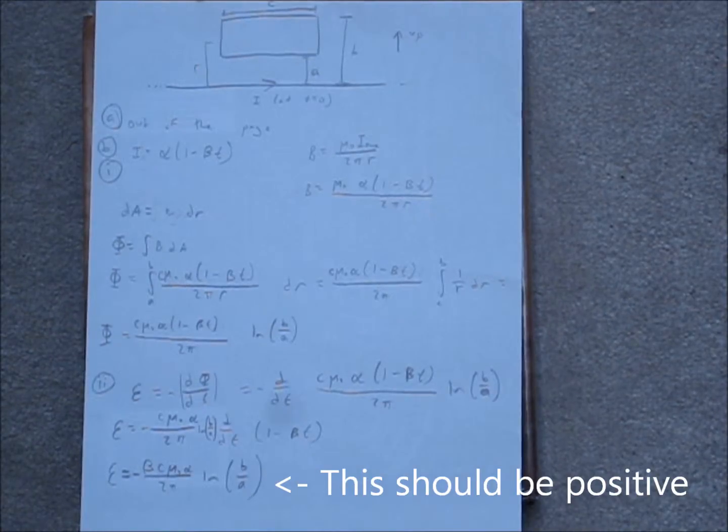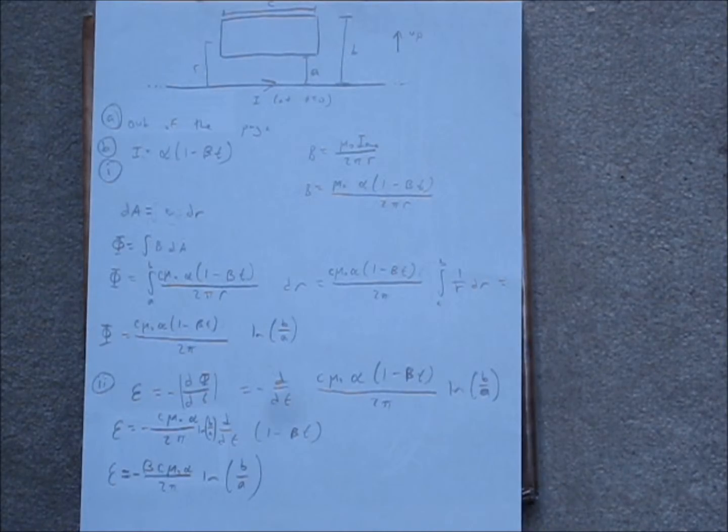So this is the 1992 Electricity and Magnetism AP problem. Part A is asking you to find where the magnetic field inside the loop is directed.